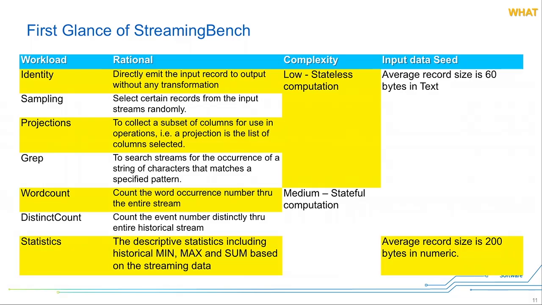Here, I won't go through those one by one. Another category is the stateful computation. Maybe it is a little bit more complex than the previous one, because it involves several computation steps, or maybe the most important thing is it involves the historical status. And regarding the input data, we choose two data source collections. The first one is in text format, and the other one is in numeric format. And all those input data come with different record sizes.